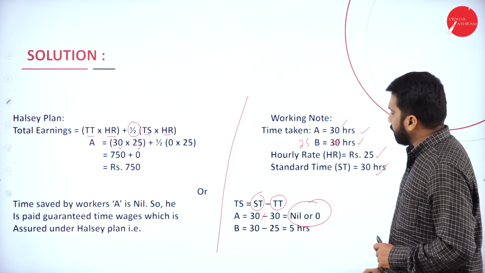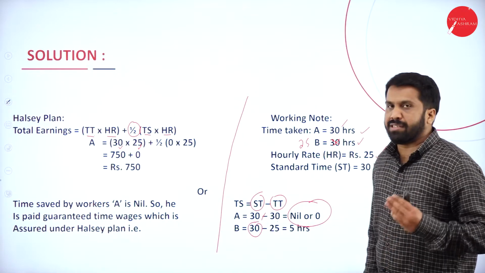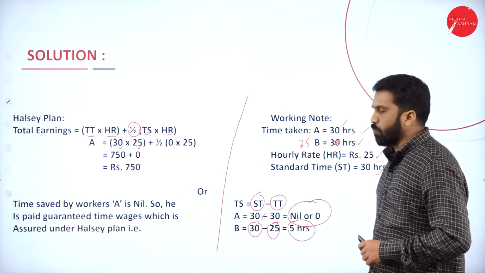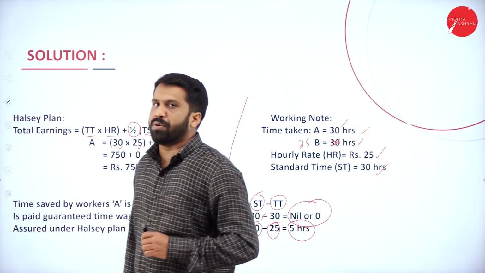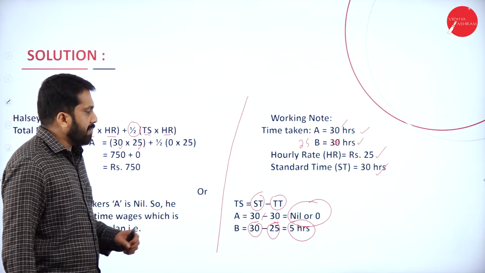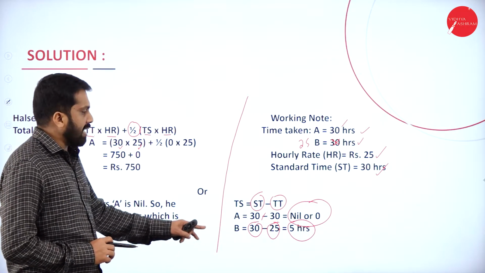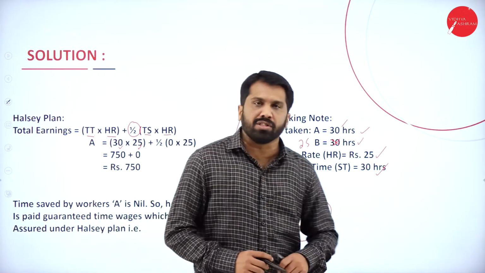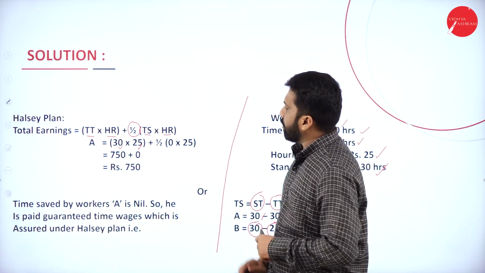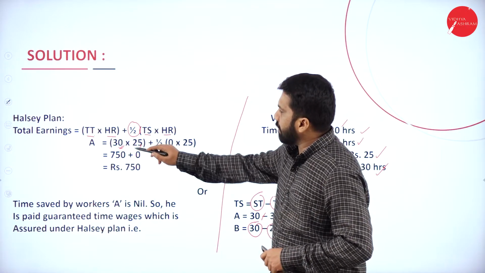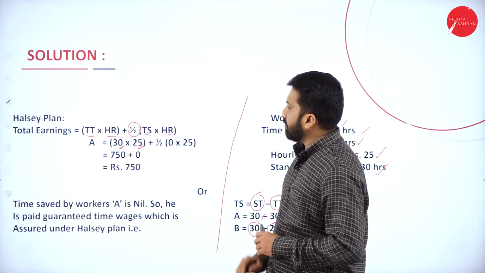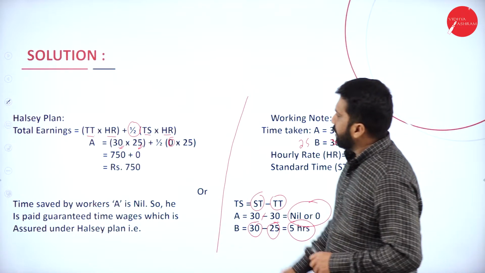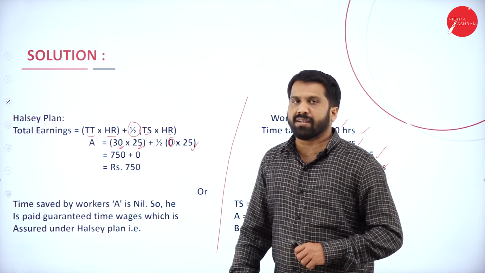Now, for the second person, standard time is 30 and time taken is 25. The time saved will be 5 hours. Hope you understood. So, 5 hours we call it for B. Now, these are the calculations we have done. Now, we'll go for your answer. Time taken 30, hourly rate is 25. Similarly, time saved is 0, as we calculated, and your hourly rate is 25.